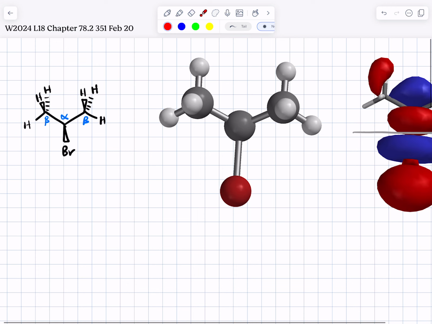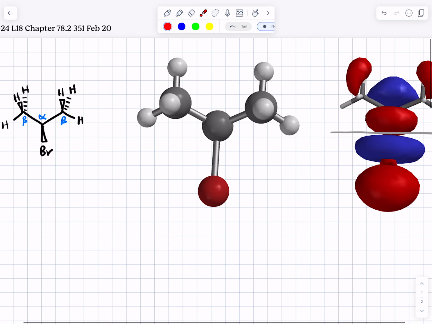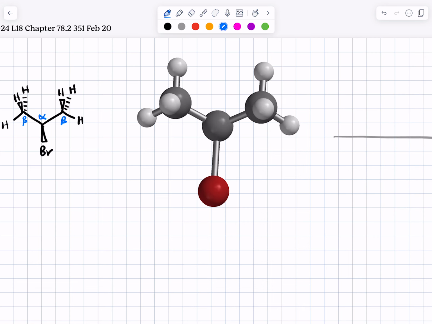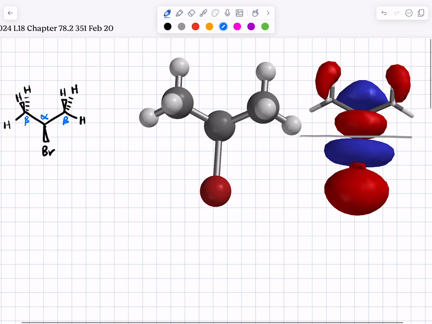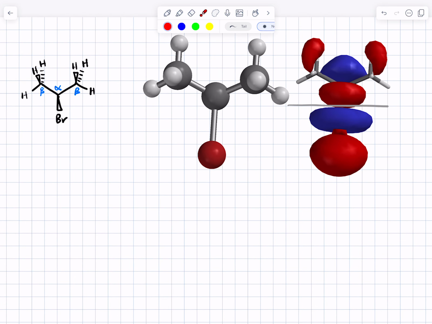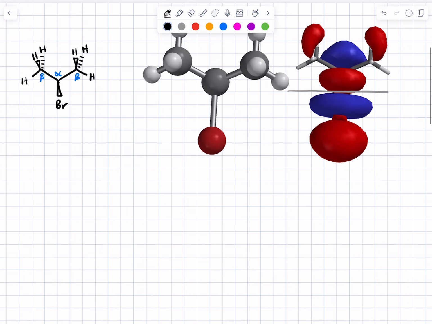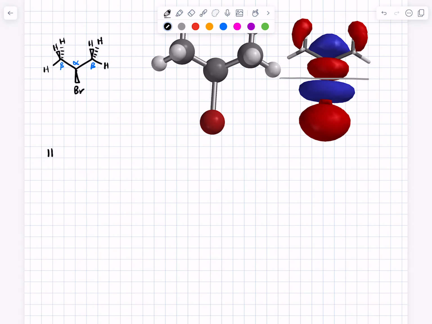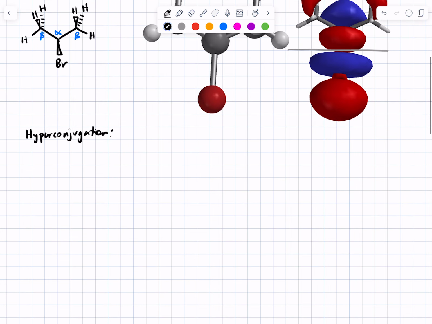We need to talk about why the LUMO is not only on the alpha carbon, where you would expect it to be, but why it's also on the beta hydrogen. So this has to do with a concept called hyperconjugation. It's something that I think your study guide mentioned previously, but we didn't say a lot about, mostly because it wasn't worth the trouble at that time. It is now. So what is hyperconjugation?